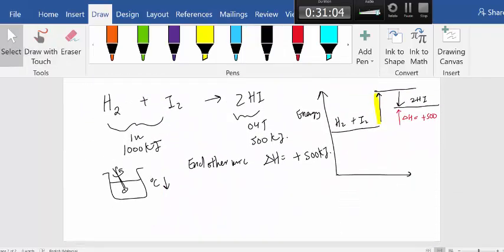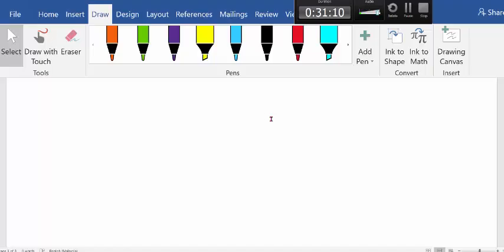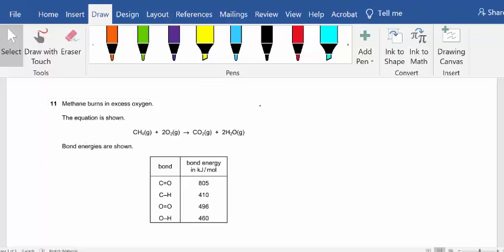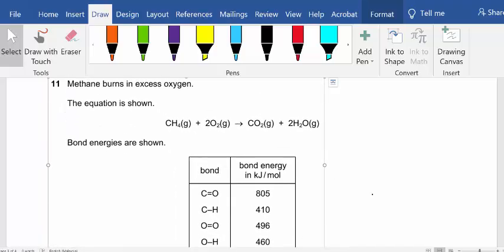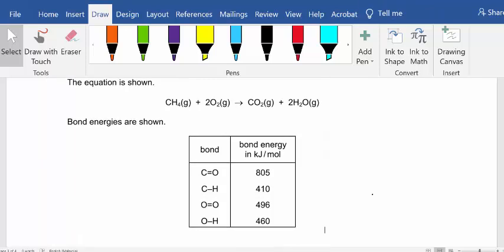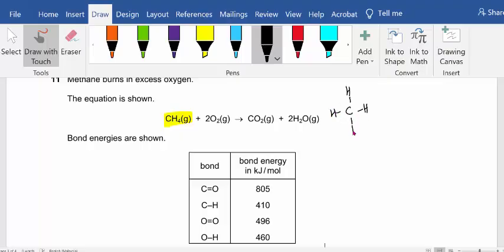Okay, so what we need to learn is how to calculate energy. They will give you the bond energy for everything. I'll give you an example. Methane burns in excess oxygen. So what you actually need to know is that methane looks like this, CH4, and then oxygen O2. How many oxygen? 2.